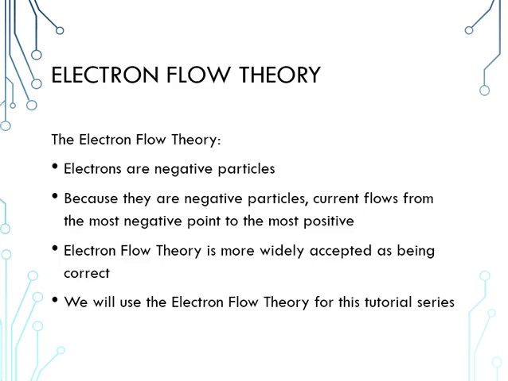So to get started, we're going to talk about the electron flow theory. It is actually the most widely recognized as being correct. It has actually been proven in physics that it is the correct one. Electrons are negatively charged particles, and since they're negatively charged, that is our current flow, the free electrons. So current flows from the most negative part of the circuit to the most positive point in the circuit. And in the following tutorials that we'll be doing in this series, we will be using the electron flow theory.